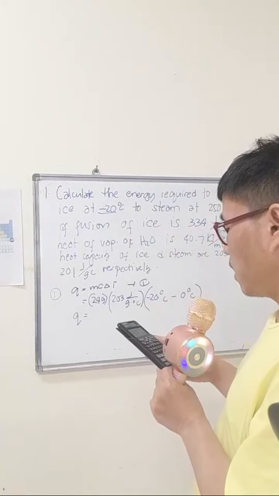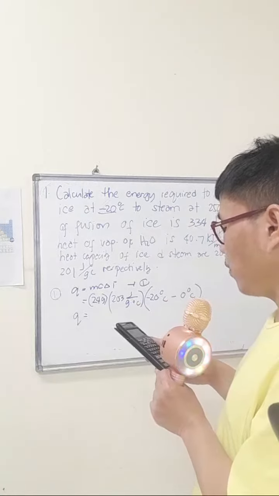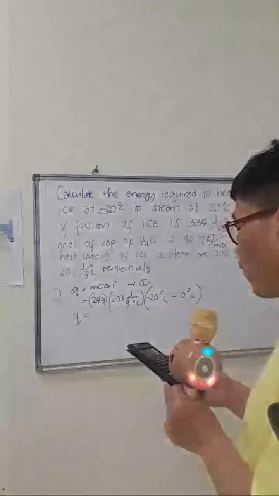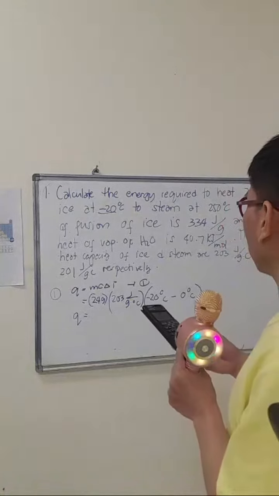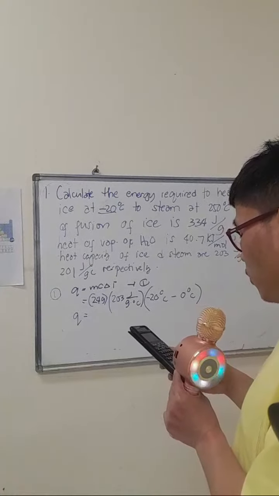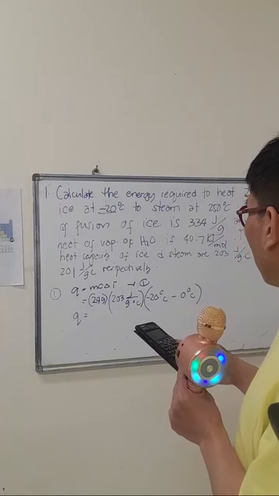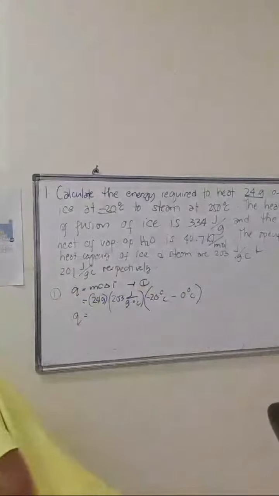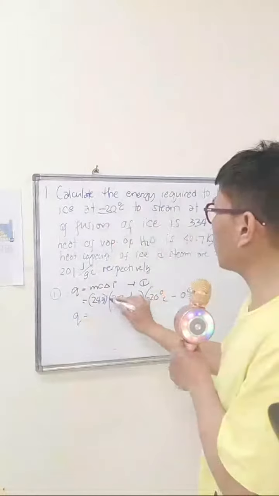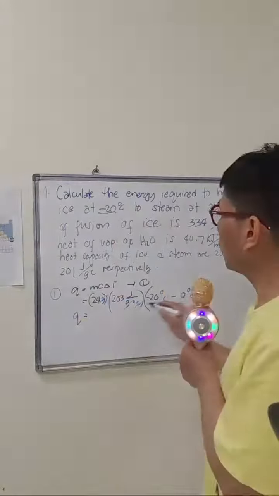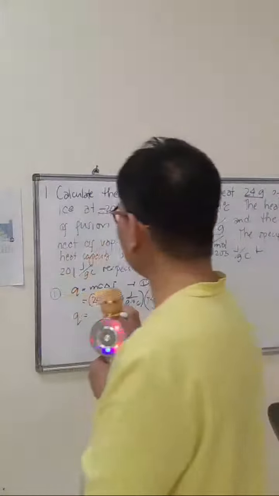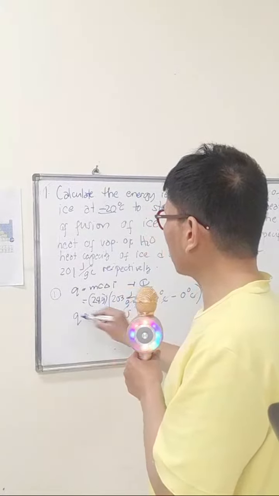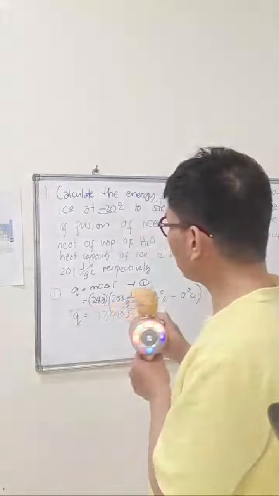So we have 20 times 203 times 24, we have 97,440. Again, 24 times 203, times 20 is equal to 97,440. Cancel grams, cancel Celsius. What is left is joules. 97,440 joules. This is our first process.